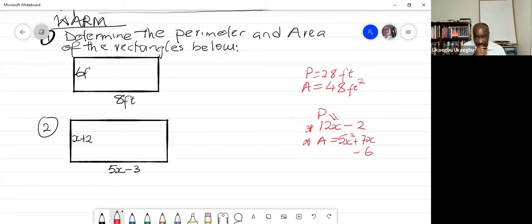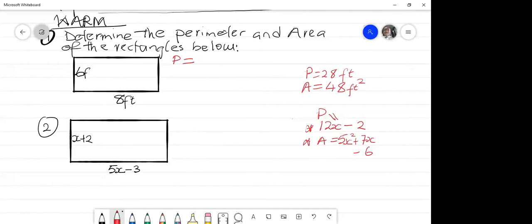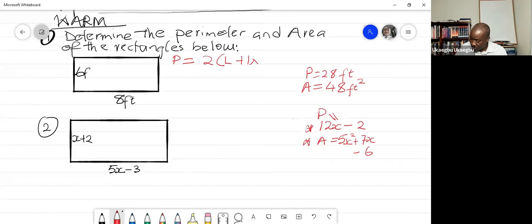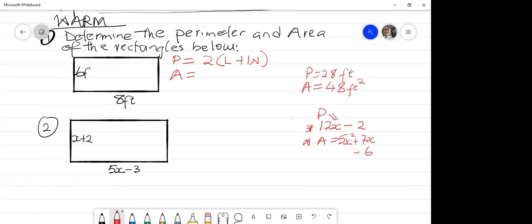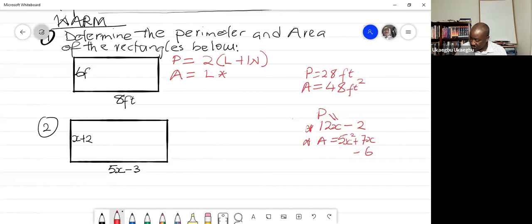All right, so now let's verify the second one, especially the area section. Always when you are trying to solve a problem, always write the formula, even if you know it. Do not assume that the teacher or the person looking at your problem knows it. So the formula for perimeter is always what? 2 parentheses L plus W. How about area? Length times width.